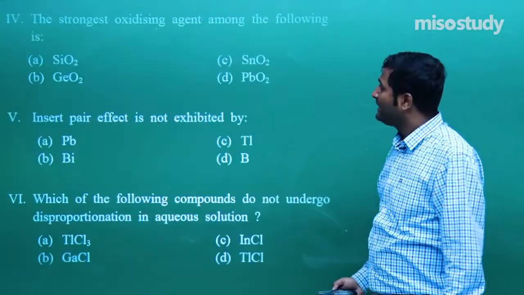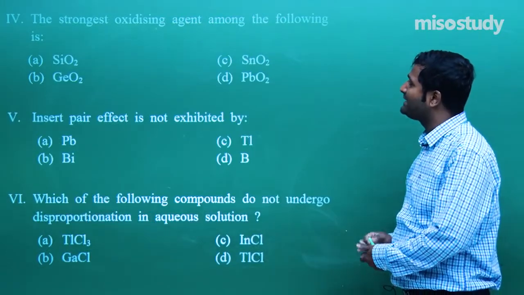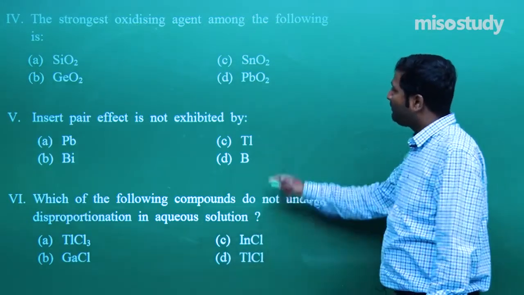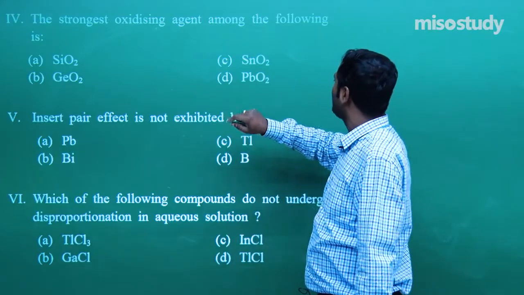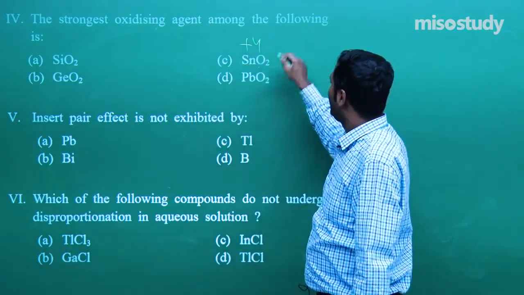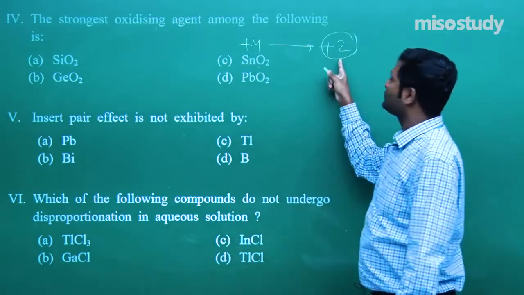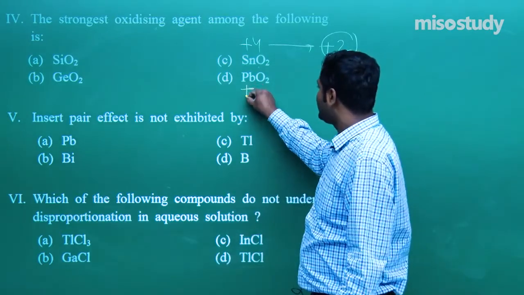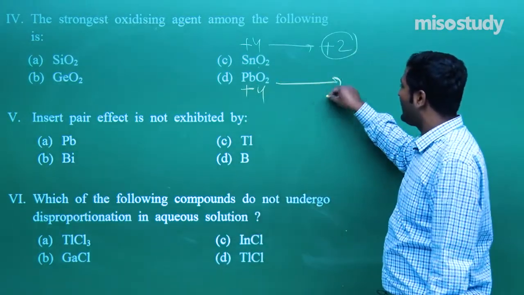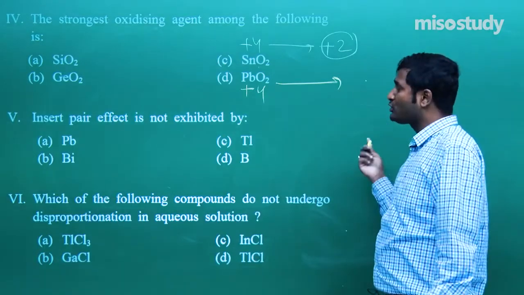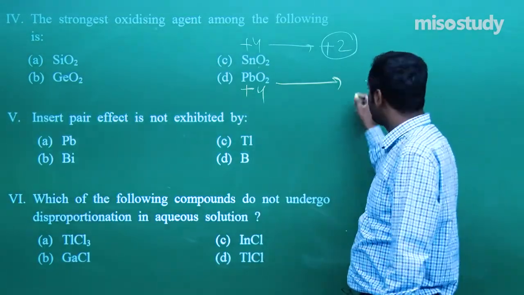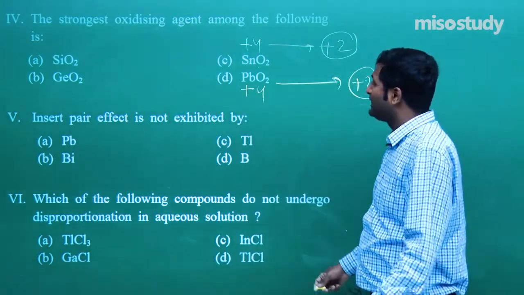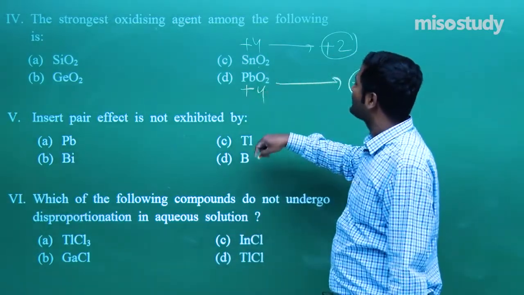Check out what I am telling. Question number 4. The strongest oxidizing agent. What is an oxidizing agent? It will decrease in oxidation state. Now if I talk about SnO2, here is +4 oxidation state, it will not decrease, because +2 oxidation state is less stable than +4 in the case of Sn. If I talk about Pb, it is in +4 oxidation state and it will move towards the most stable oxidation state, which is +2. If there is a decrement in oxidation state, then we can say it will act as an oxidizing agent.